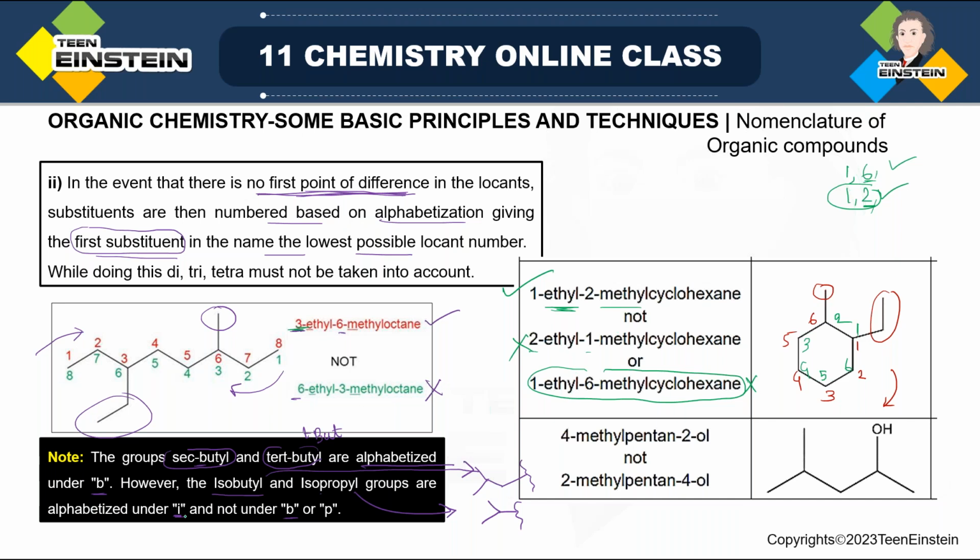Okay. Now the second example, here the second one is not correct. This one is correct: 4-methyl pentan-2-ol, not 2-methyl pentan. Now if you are numbering from this side, suppose 1, 2, 3, 4, 5. In both cases it is 5 carbon. Another way you can number.